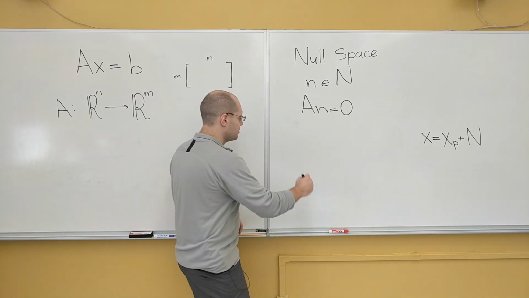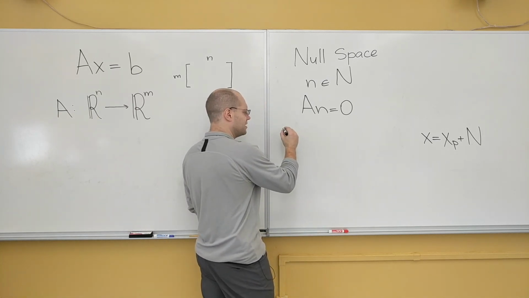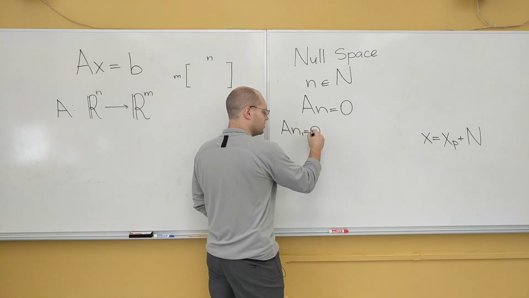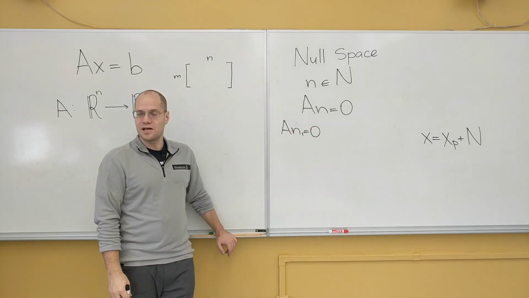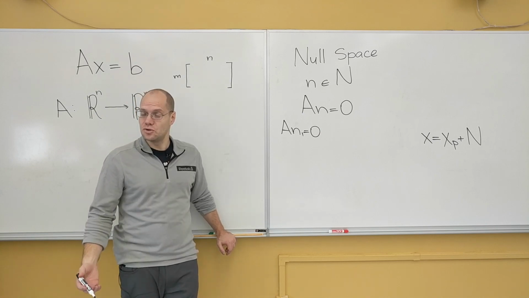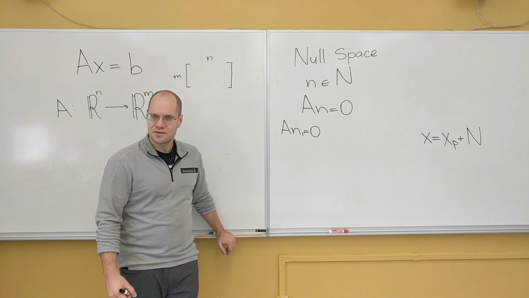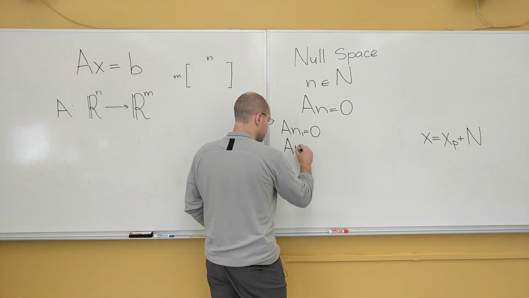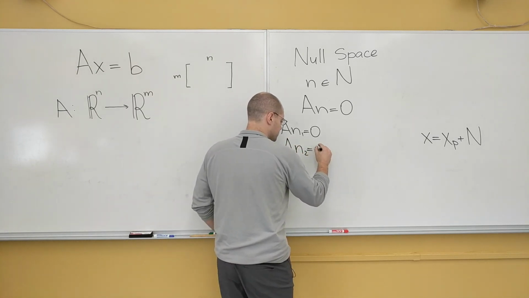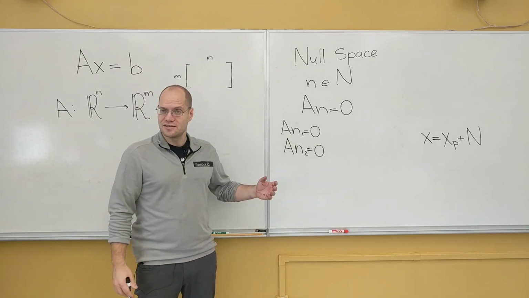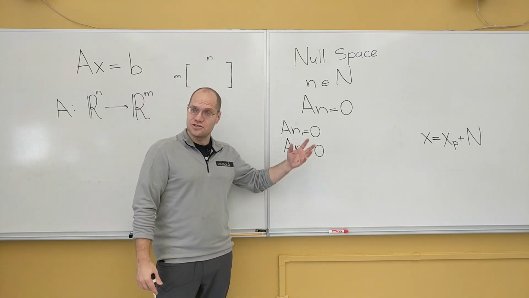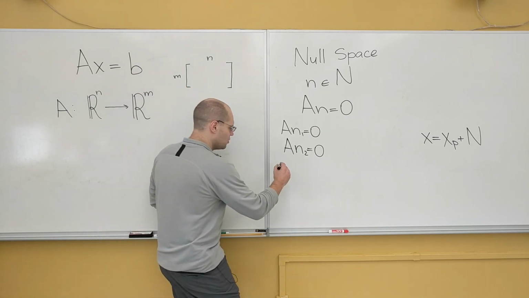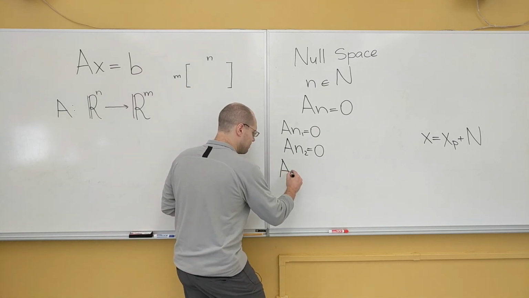Very easy to check. Suppose I'm told that n1 is in the null space. Well then A n1 equals 0. Suppose I'm told that n2 is in the null space. That means that A n2 equals 0. The question is, is n1 plus n2 in the null space? Let's test. How do I test? I multiply that sum by A.